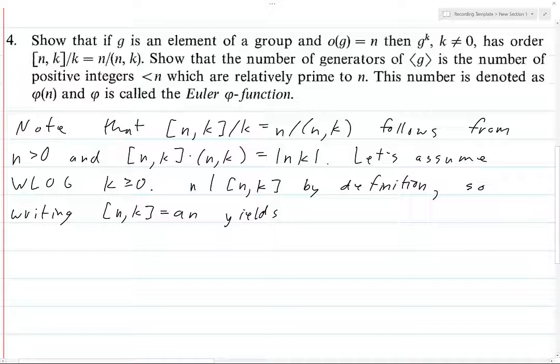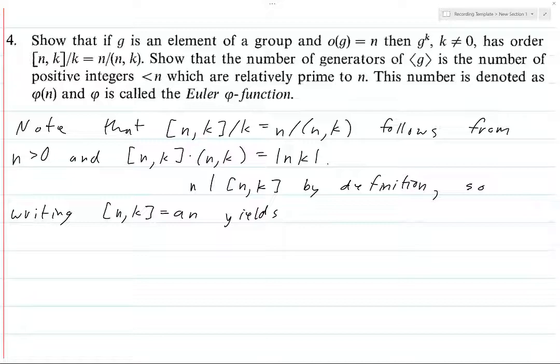Actually, do we need to assume that k is greater than or equal to 0? I don't think so. I didn't mean to do that, but now that I've started, let's do it completely. So I'll write it back in if I need it, but I don't really think I need it. All this LCM GCD stuff, you can think of it as all being positive numbers. So let's just assume that k is greater than or equal to 0, because we want to show that the number of generators is the number of positive integers which are relatively prime to n. So we're just going to take k to be positive.